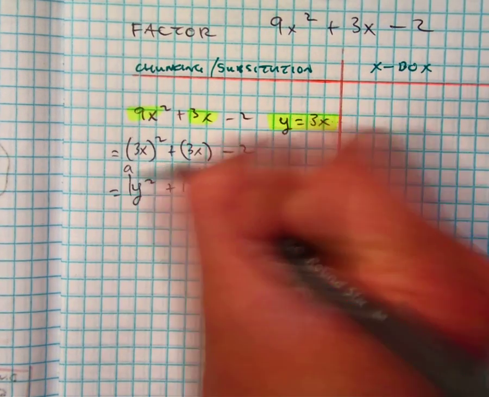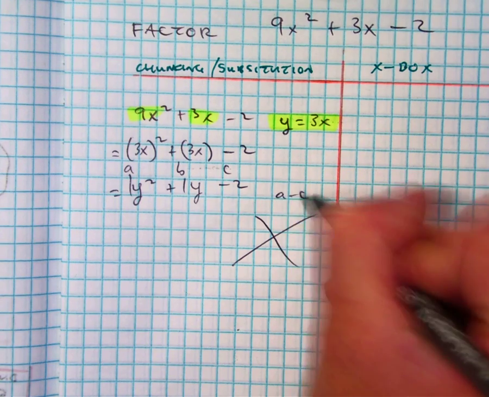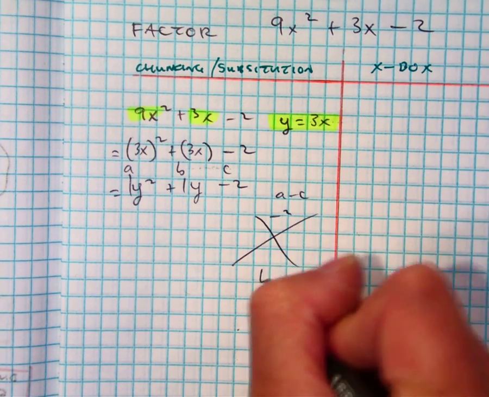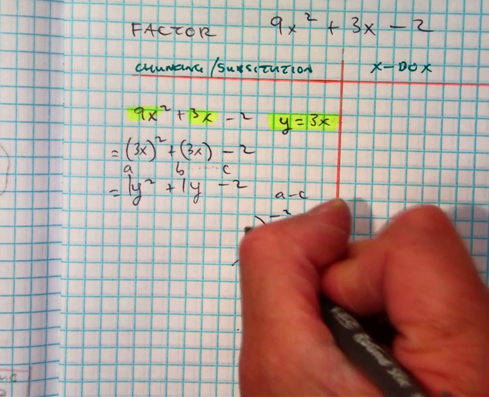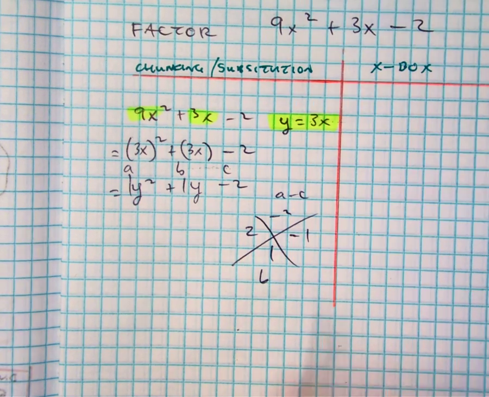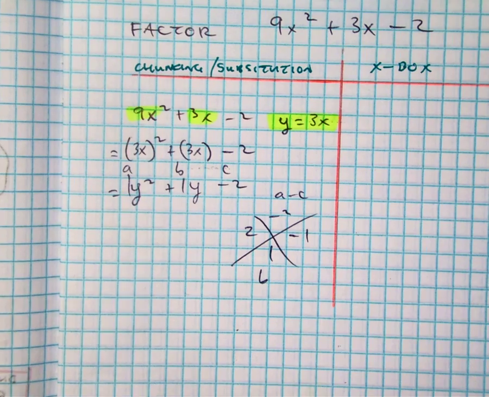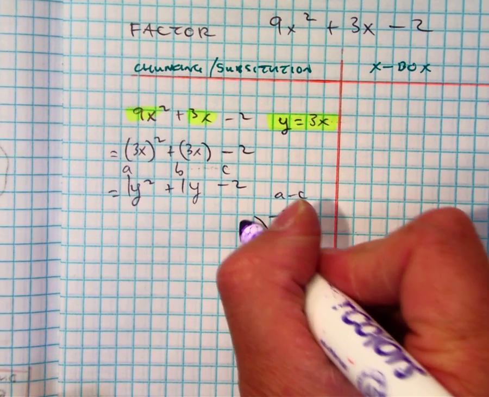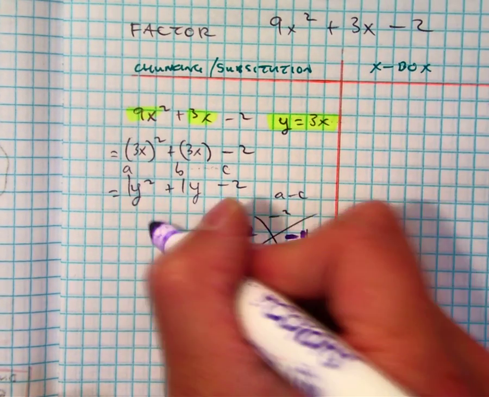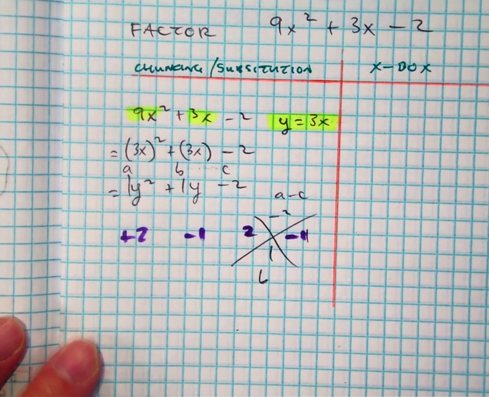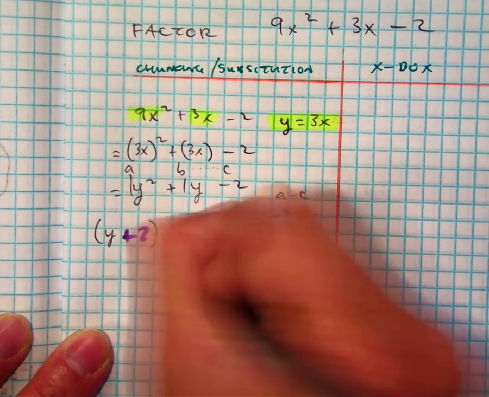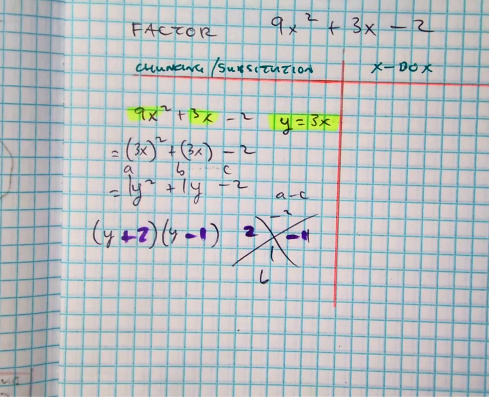1 and 1. This is your a, b, and c. A times c is negative 2. B value is positive 1. Two numbers that multiply to be negative 2 but add to be 1. Positive 2 and a negative 1. So those two values, 2 and negative 1, is y plus 2, y minus 1.